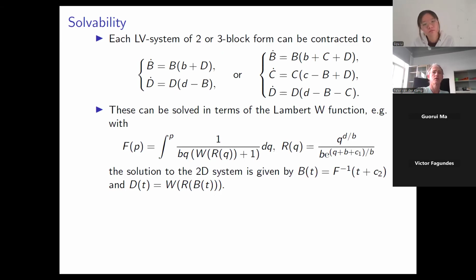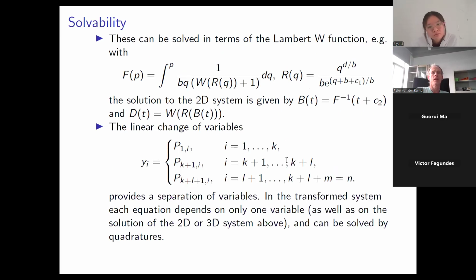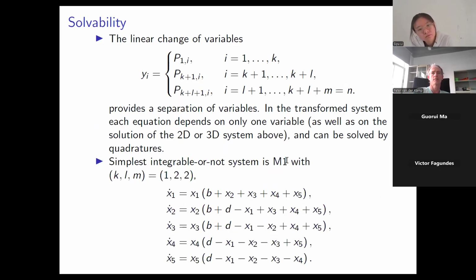It's kind of a formal solution, but you can check that this is a solution of the system. And then you can do a change of variables such that your big LV system basically almost decouples. No, it does decouple. This one is a separation of variables. And then given the solutions of one of these 2 or 3D systems, you can solve it completely.